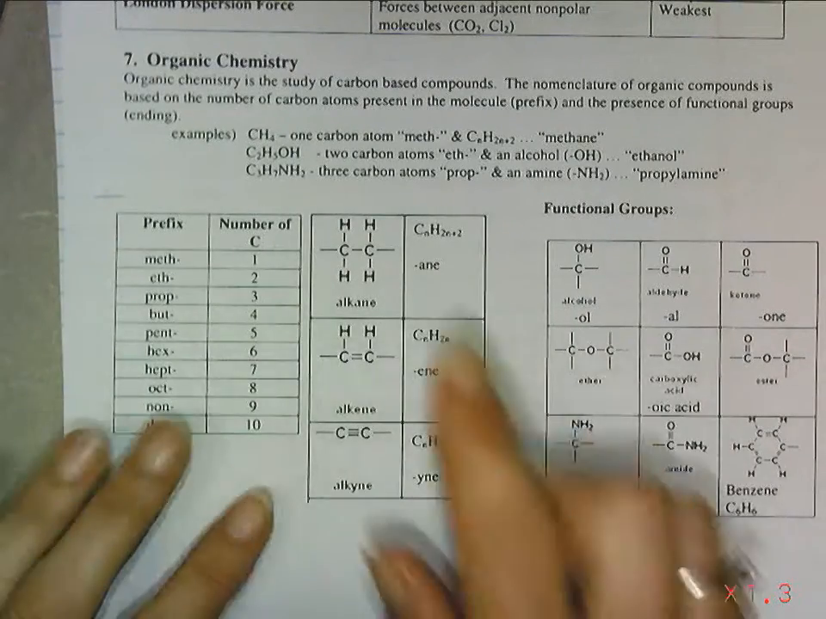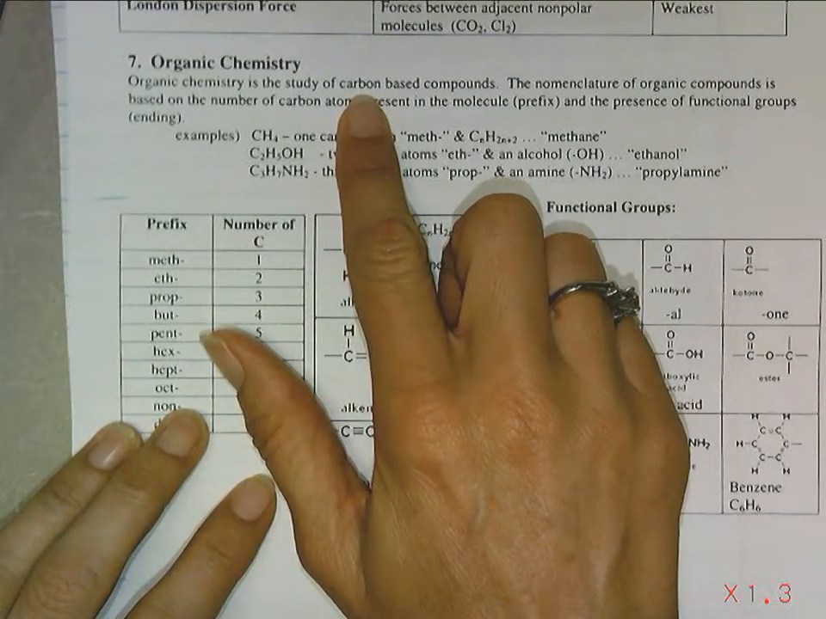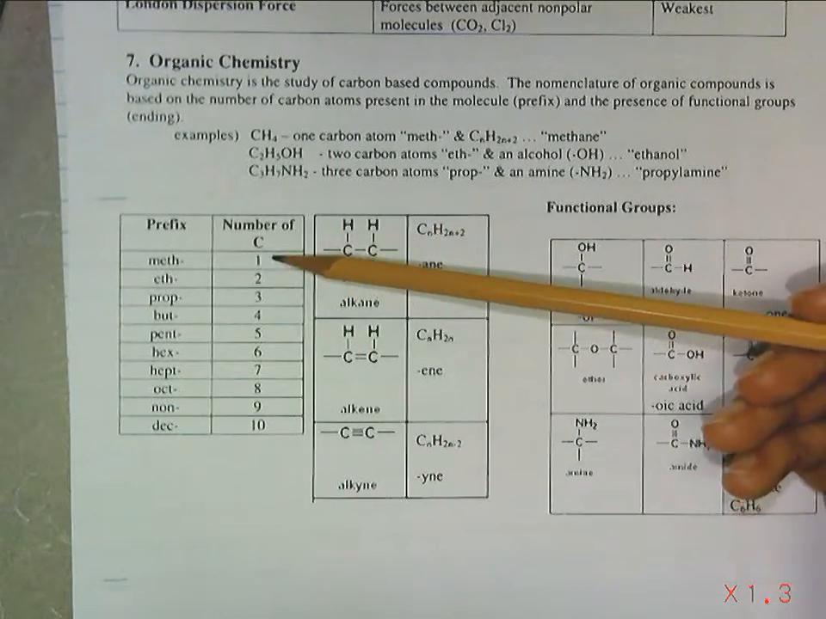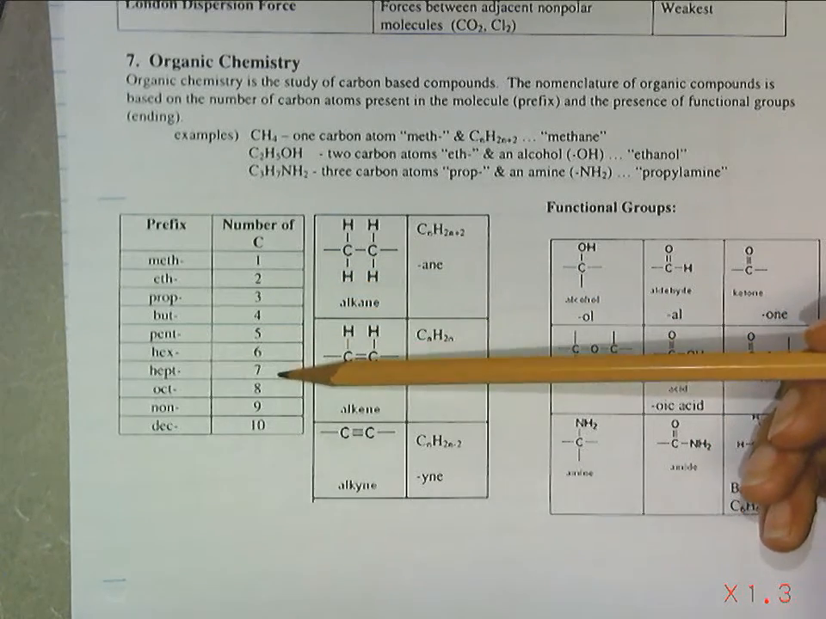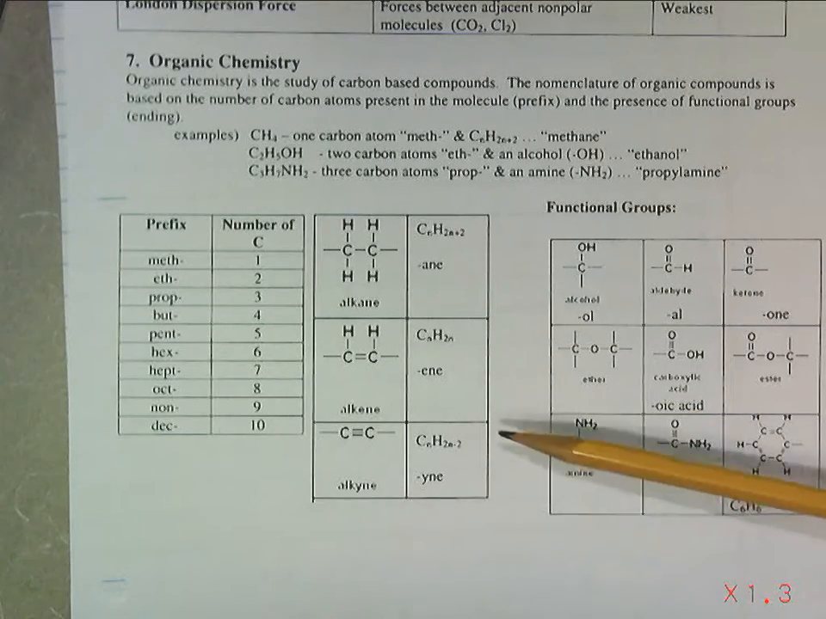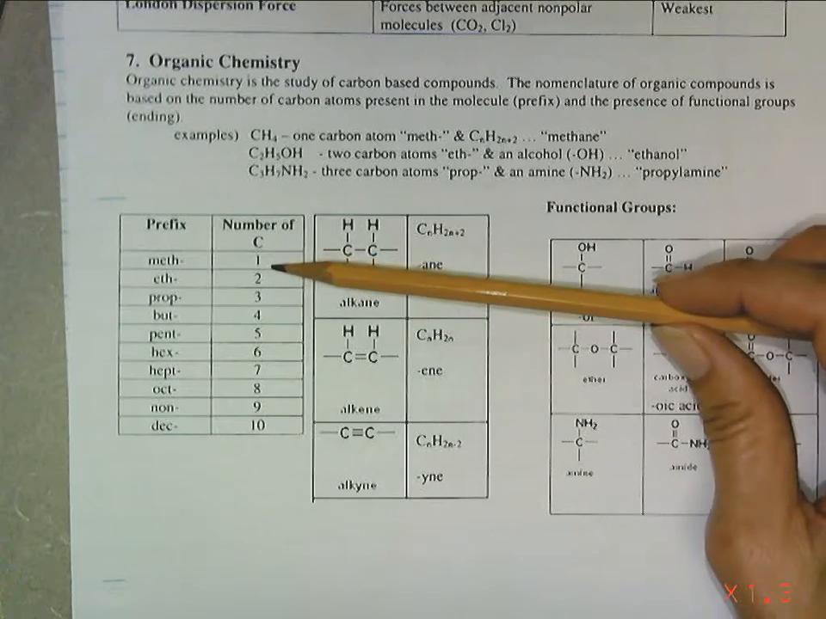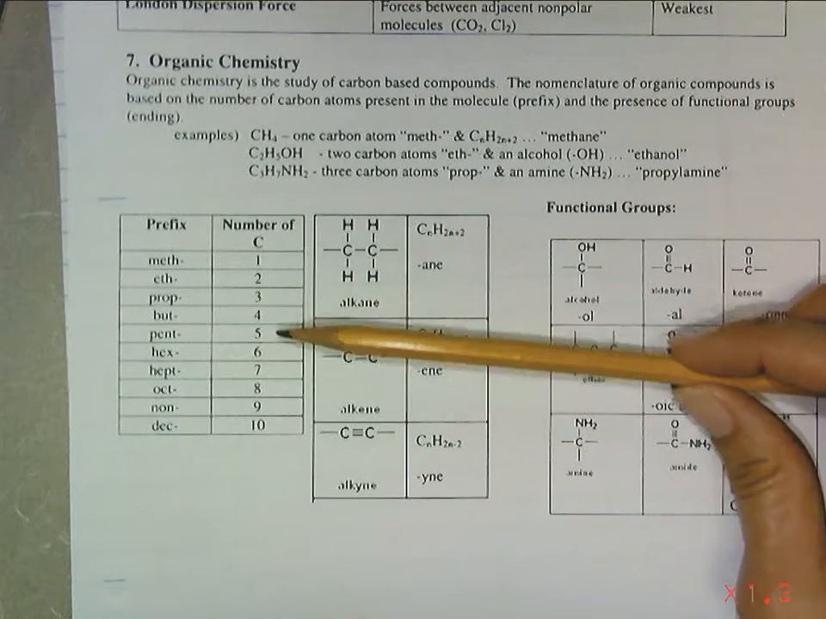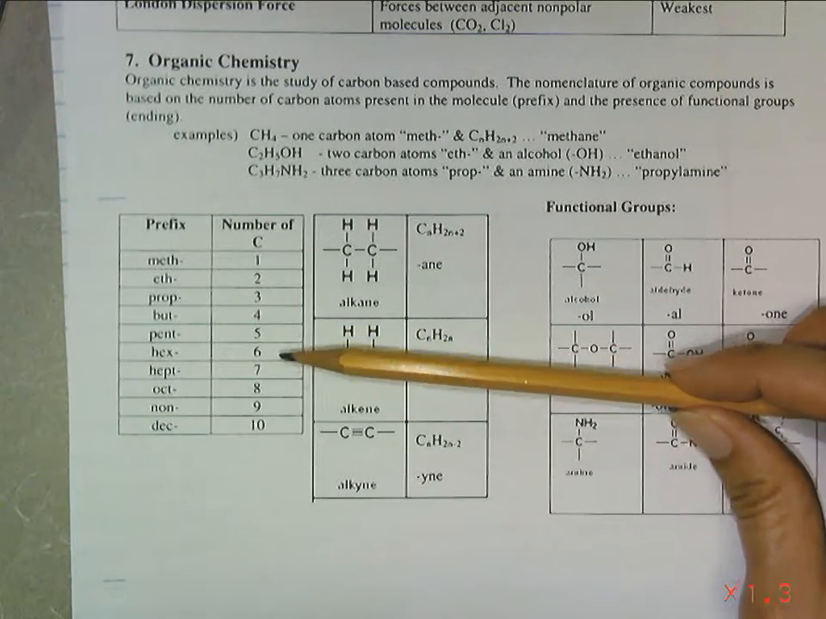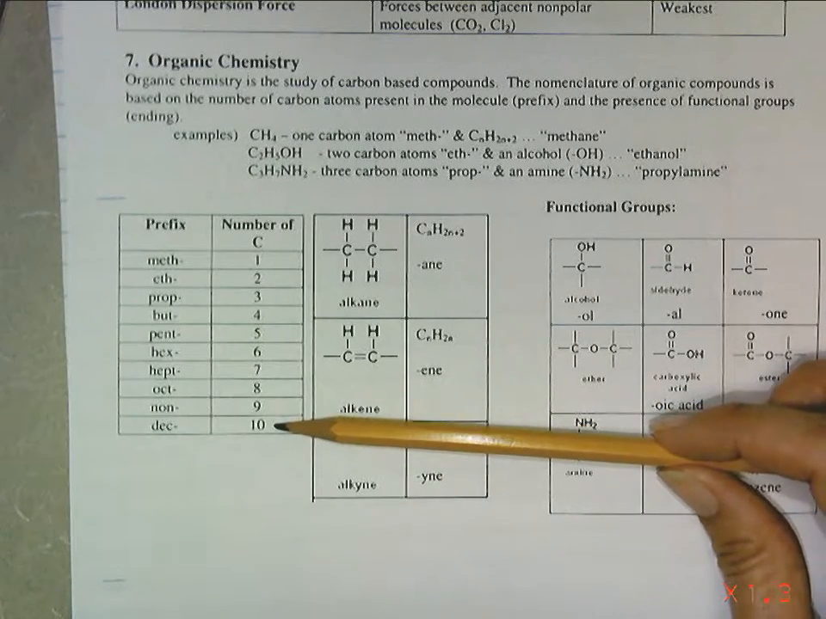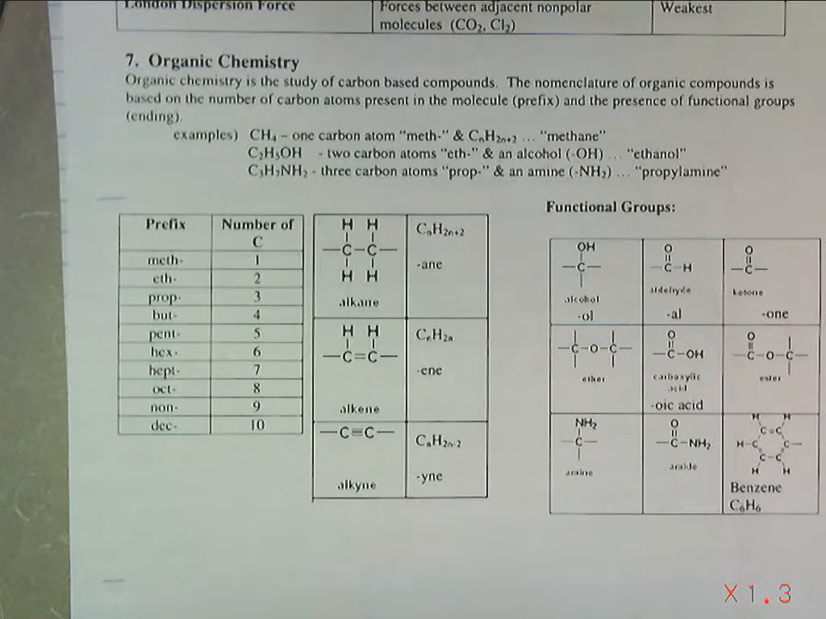First, organic chemistry is the study of carbon-based compounds. Everything's going to have carbon in it. And what you have to be aware of is you've got to keep track of how many carbons are on the longest carbon chain. If it has branches, you have to go with the one with the longest carbon chain. 1 is meth, 2 is eth, 3 is prop, 4 is but, 5 is pent, 6 is hex, 7 is hept, 8 is oct, 9 is non, and 10 is dec. We won't go to 12, 15, 20, whatever, although if you go into biochemistry, you will.